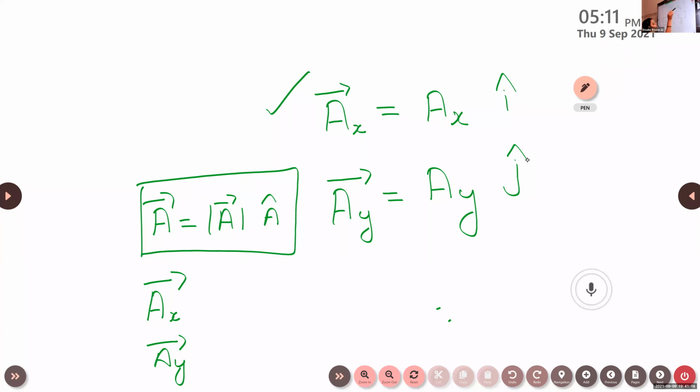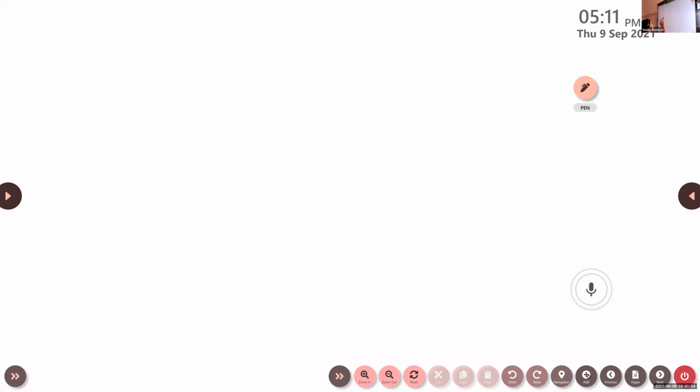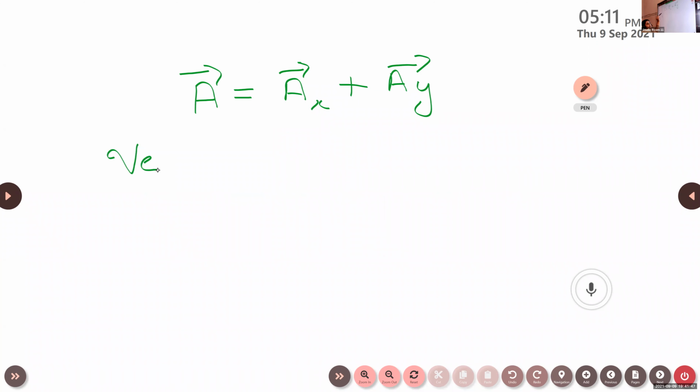So this is the horizontal component of the vector A along the x-axis. Vector A is split into two vectors, actually vector AX plus vector AY. Now, we can write the vector components and scalar components of this vector.